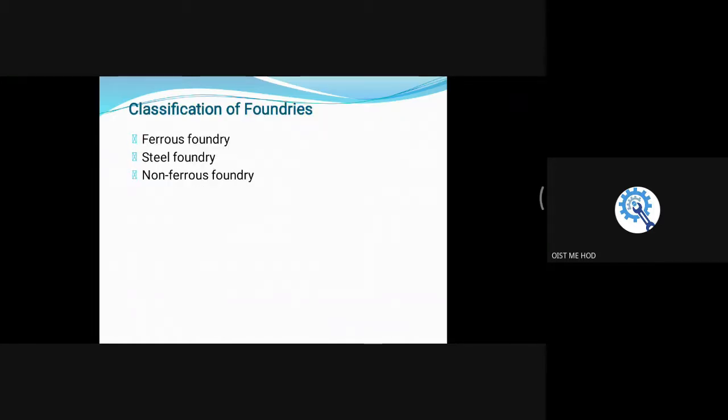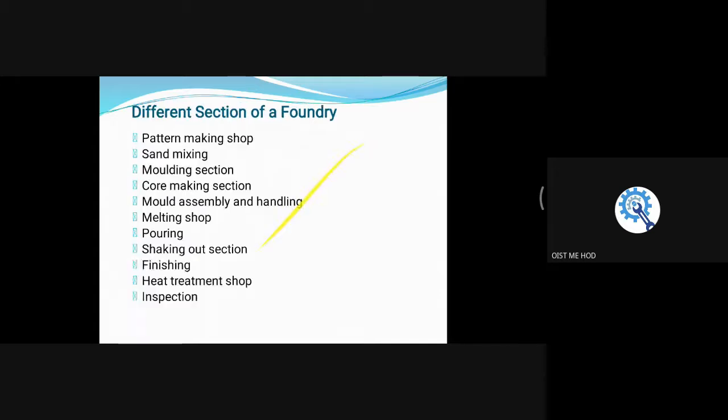फिर classification of foundries में क्या है, we can classify the foundry like ferrous foundry, steel foundry, non ferrous foundry. Ferrous foundry में क्या होता है, जो एमएस जो माइल्ड स्टील होता है उसको हम गलाते हैं. स्टील फाउंड्री होता है जहां पर स्टेनलेस स्टील का बनता है. And non ferrous foundry मतलब क्या है जहां पर ब्रास का, ब्रॉन्ज का, जहां पर यूटेंसिल्स बनता है वहां पर फाउंड्री का यूज होता है.